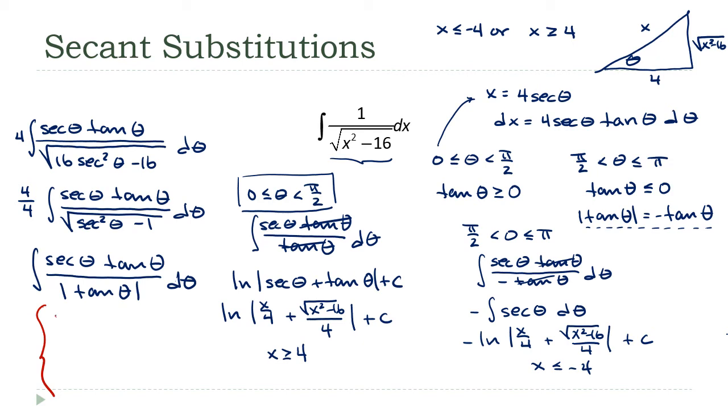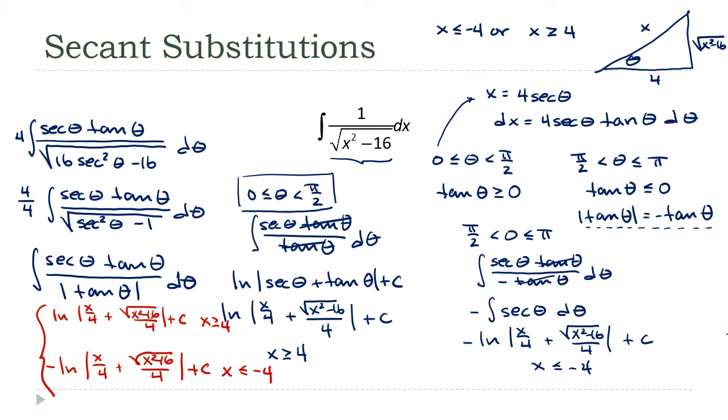I would say that the integral is equal to the ln absolute value of x over 4 plus the square root of x squared minus 16 over 4 plus a constant for x greater than or equal to 4. And it's the negative ln absolute value of x over 4 plus the square root of x squared minus 16 over 4 plus a constant for x less than or equal to negative 4. And so that would be my final answer, right?